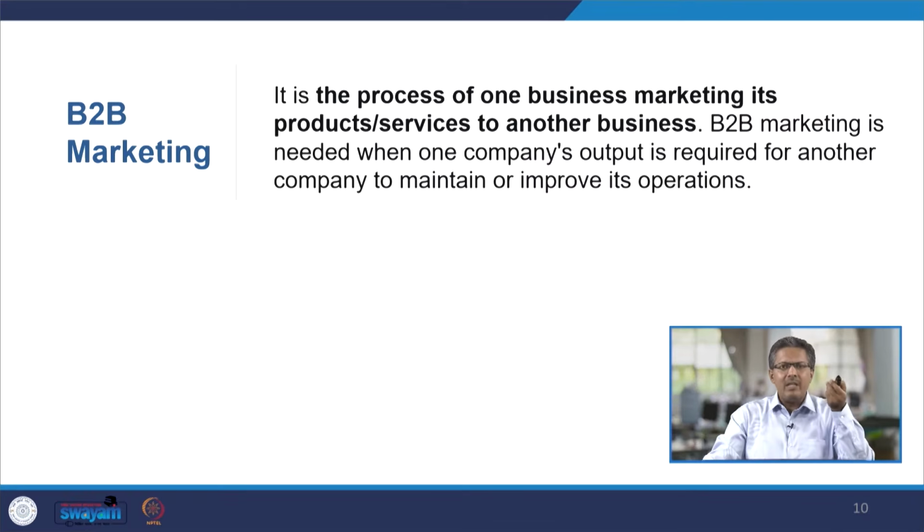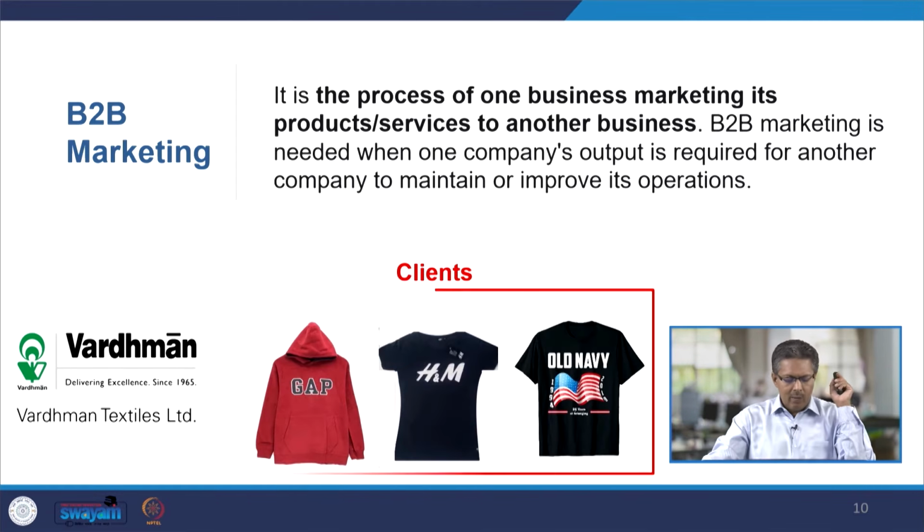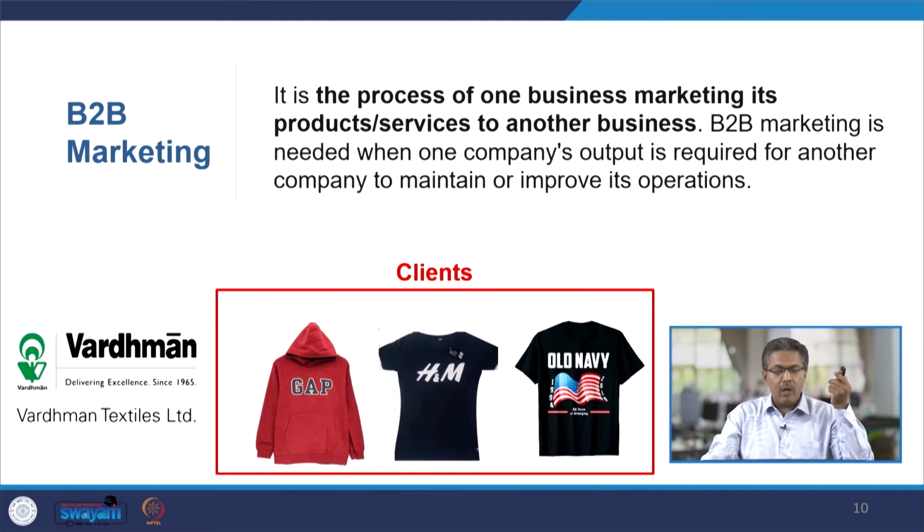Okay. So, why is it needed? Because the output of one company becomes an input for another in order to improve its operations. Okay. Now, let us look at this example. How many of you have heard of Vardhaman Textiles? I do not know, but it is a large textile manufacturing company since 1965. Now, Vardhaman Textiles is manufacturing products for Gap, H&M, Old Navy. So, these are some of the clients for it, right.